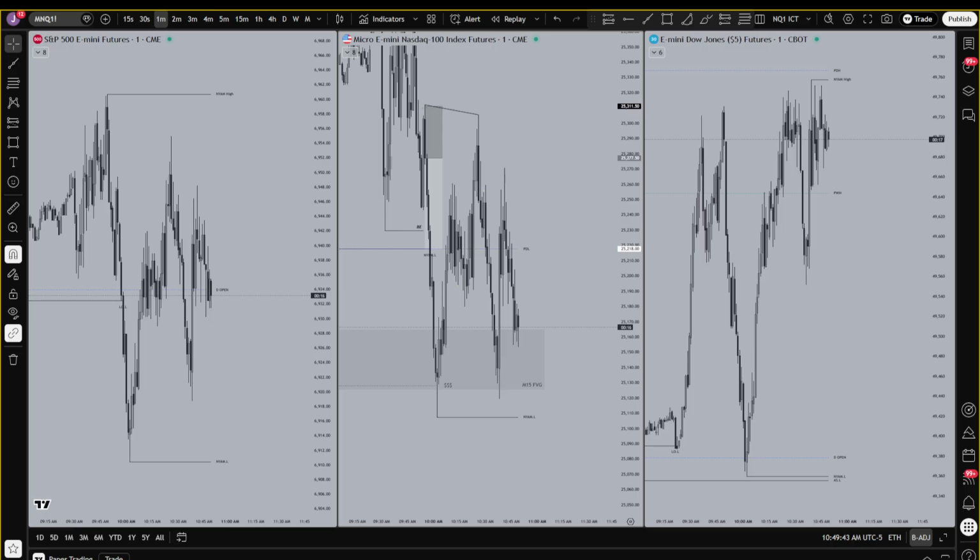And like I was explaining on the higher time frame, the higher time frame technically completed its sell model, at least short term.